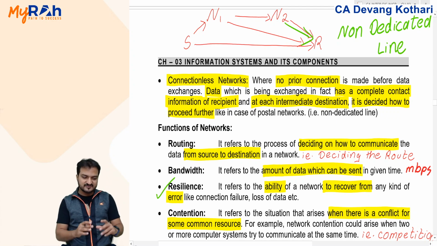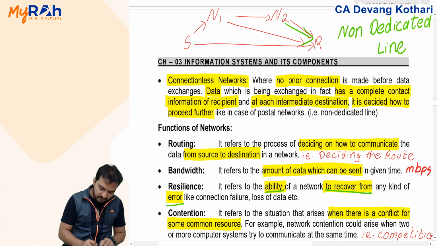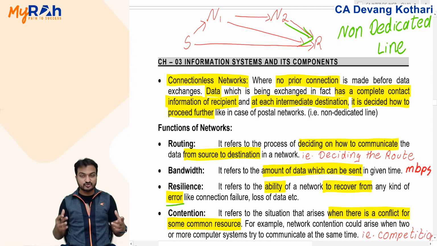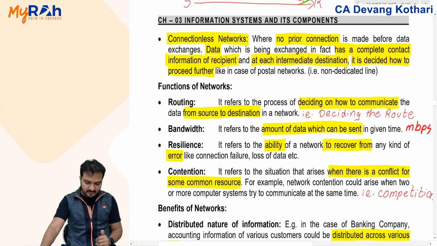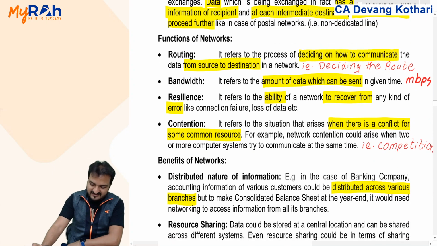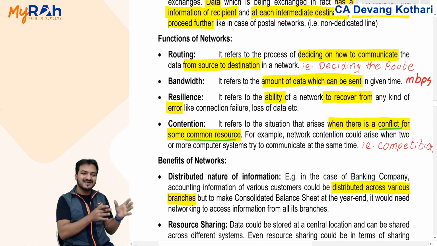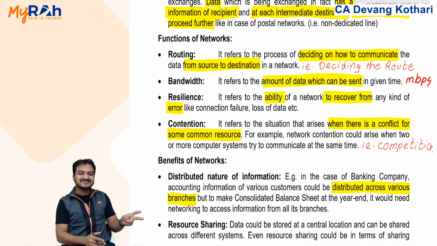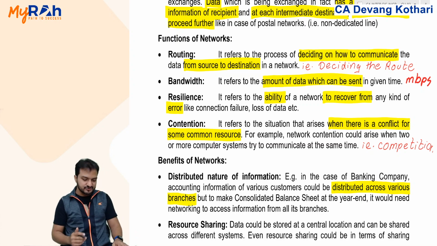Resilience means the durability of the network, the ability of the network to recover from errors. If my network is very resilient, it means it is strong. In case of any error, it automatically recovers. That is called resilient. Contention basically means competition. When there is a conflict for the same resource, when two or more computers are fighting for the same connection, then it is called contention, competition.